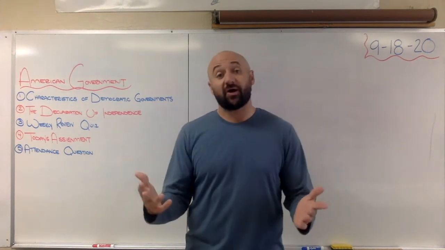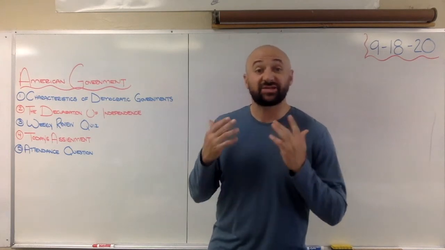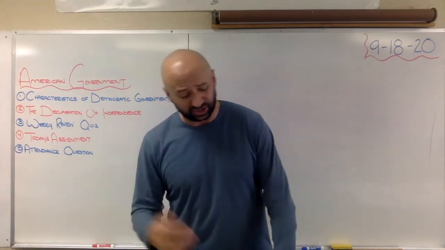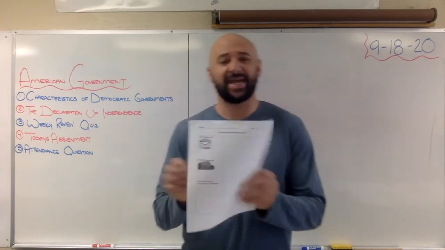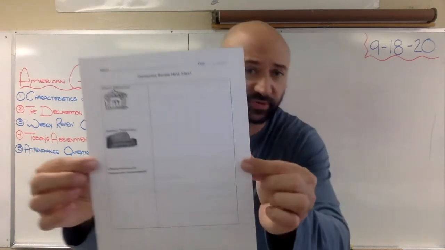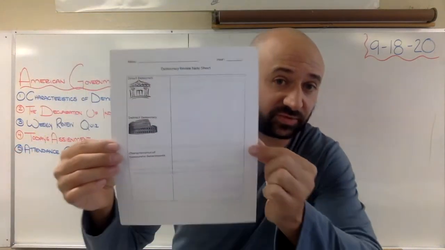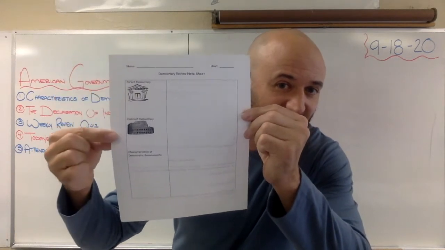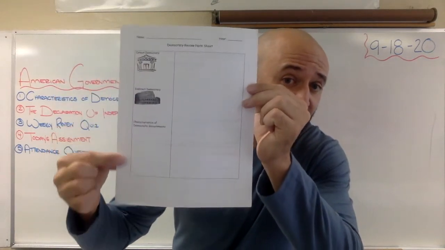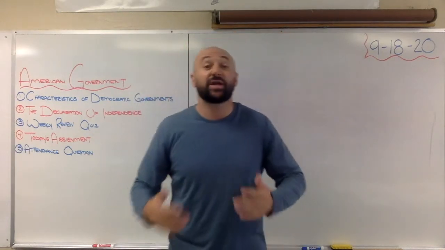But for now, we're going to go ahead and get right on into class, the characteristics of a democratic government. And what you're going to need is this dang piece of paper that we've been going back and forth with. This puppy right here. All right, our Democracy Review Note Sheet. When we started talking about direct democracies, indirect democracies, we're now going to fill out this bottom portion, all right? The characteristics of democratic governments.